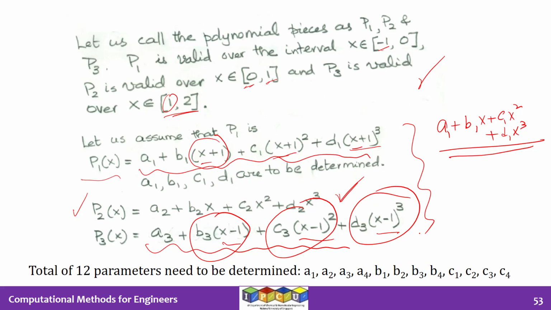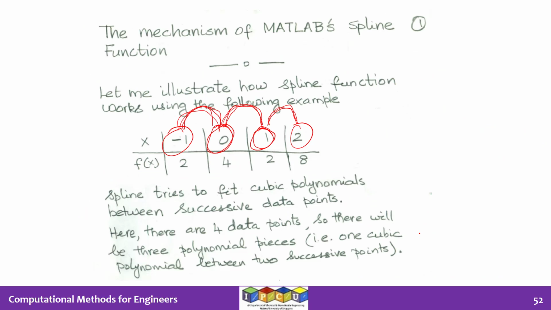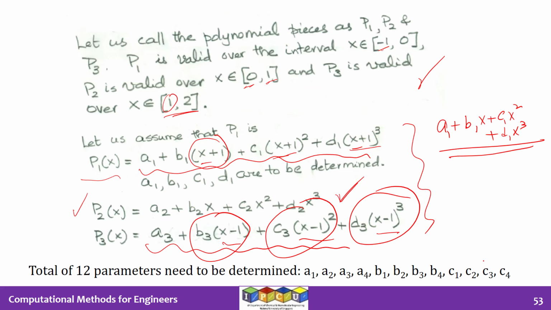A1, A2, A3, A4, B1, B2, B3, B4, C1, C2, C3, C4. So we need a total of 12 conditions. Only then can we find these 12 parameters. But how many data points do we have? We have only 4 data points. So we are given 4 clues, but we have to find 12 symbols. So we have to generate 8 more constraints or conditions so that the problem becomes solvable.